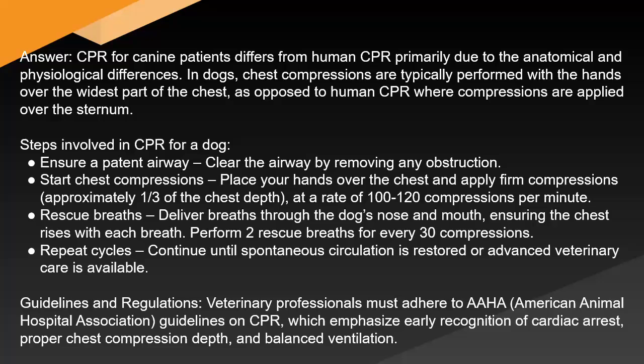Steps involved in CPR for a dog: Ensure a patent airway. Clear the airway by removing any obstruction. Start chest compressions. Place your hands over the chest and apply firm compressions approximately 1/3 of the chest depth at a rate of 100-120 compressions per minute. Rescue breaths. Deliver breaths to the dog's nose and mouth, ensuring the chest rises with each breath. Perform 2 rescue breaths for every 30 compressions. Repeat cycles. Continue until spontaneous circulation is restored or advanced veterinary care is available.